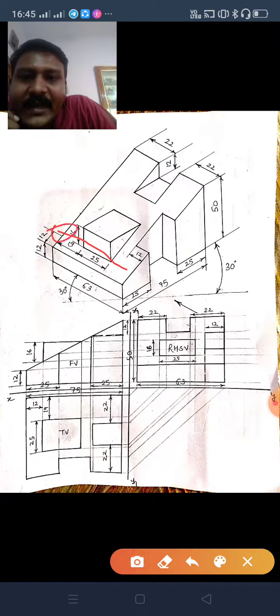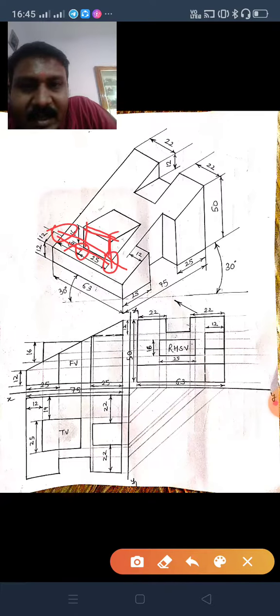Now from this end take 19 mm, you will get this point. From this point take 25 mm, you will get this point. And the height is 16 mm, take height 16 mm, you will get this box. This box is completed, but this length is not known to you.